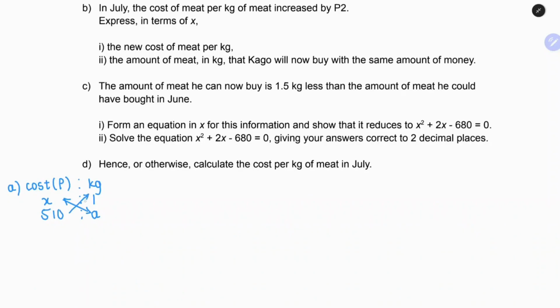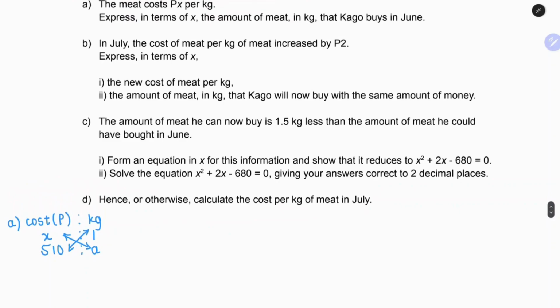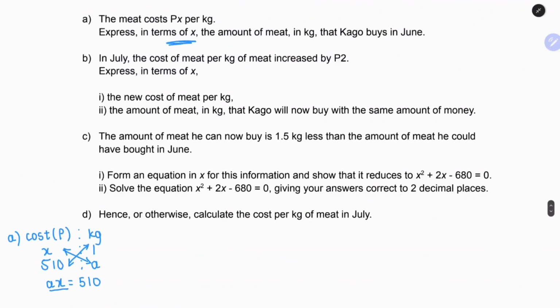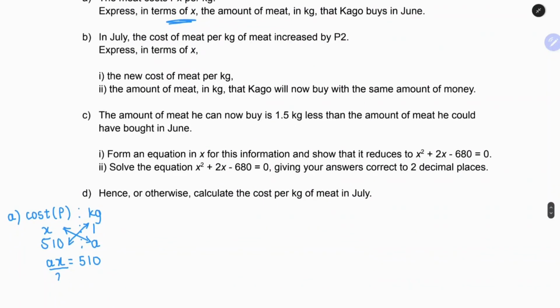So we're gonna cross multiply. A here is just to represent the amount of kg, or the amount of meat, that he can actually buy. So let's not panic when we see these new variables. Cross multiplying, A times X is AX, 510 times 1 is 510. Since we're expressing in terms of X, we want to remain with A. So it's going to be 510 divided by X, and then A is equal to 510 divided by X.